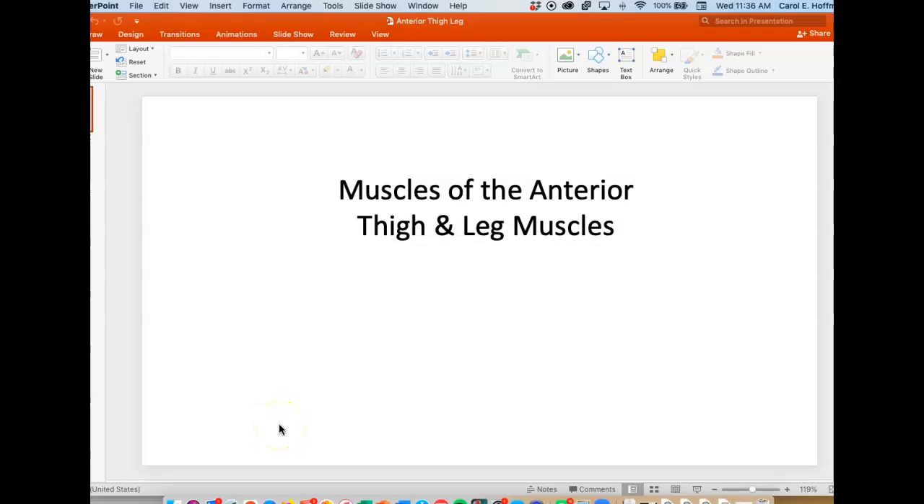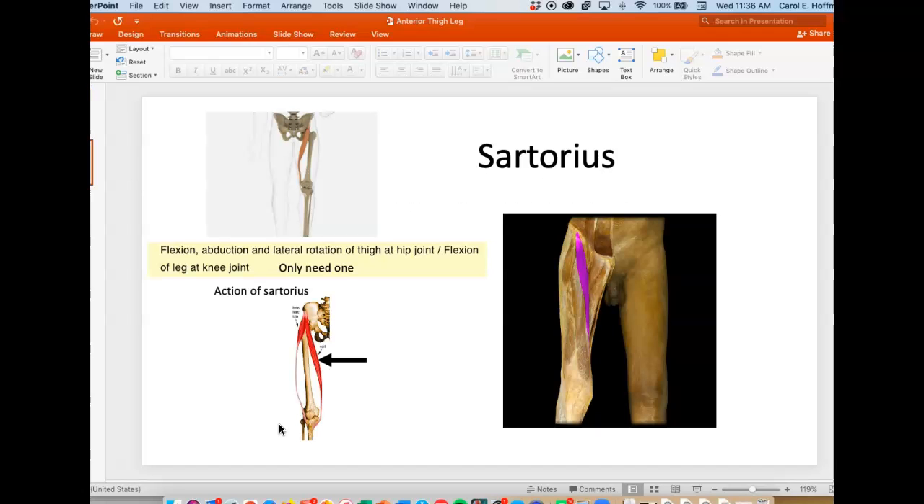Hi Bio4 and welcome to Muscles of the Anterior Thigh and Leg. I'm going to go through the names of these muscles with the pictures, and if you have the list in front of you, it'll help you because you'll see the spelling. You'll see it on my slide too, but it's helpful to have that list in front of you. So let's start out with the Sartorius.